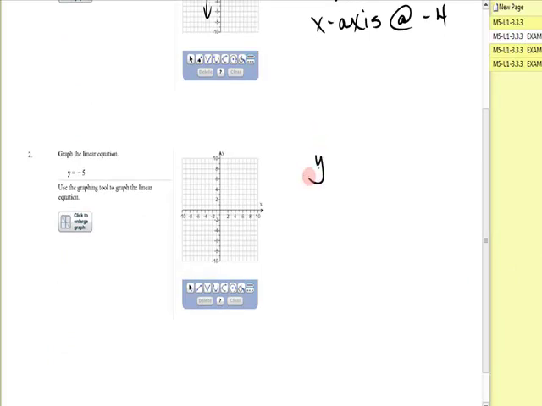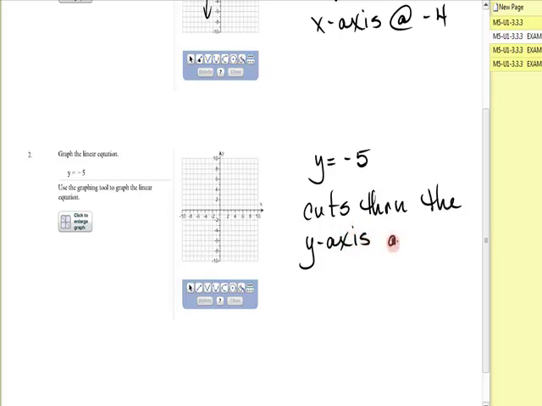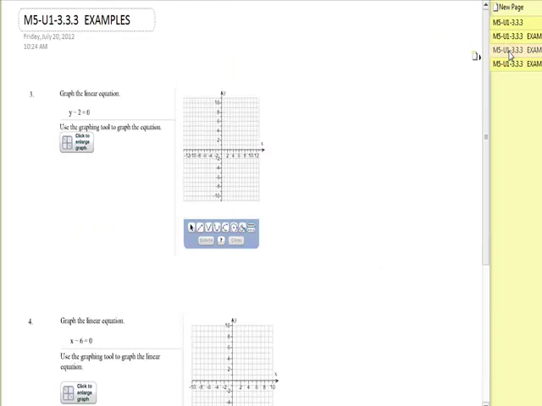The next one, Y equals -5. That line cuts through the Y-axis at -5. It is going to be a horizontal line. The Y-axis at -5 is right here. You have to have another point along the line that cuts through there. So let's just say that one. And we've got a horizontal line. Okay, let's look at a few more.